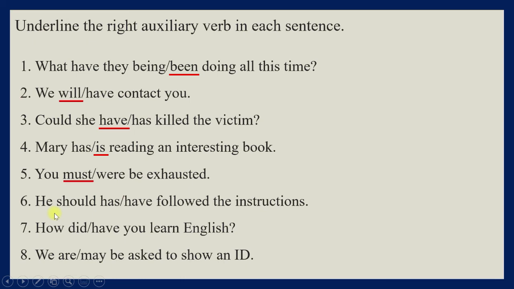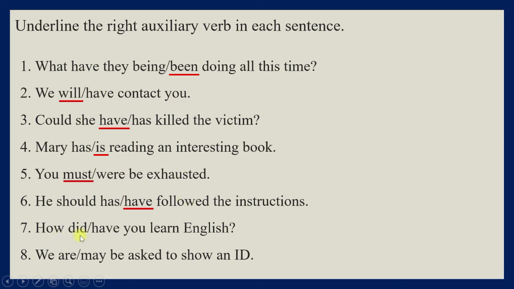Number 6, he should has or should have followed the instructions. Our first auxiliary verb is should. This is our second auxiliary verb, and this is our main verb. And because our first auxiliary verb is a modal verb, the following verb, which is our second auxiliary verb, must be in base form. So have is the answer. And the following verb is in past participle form.